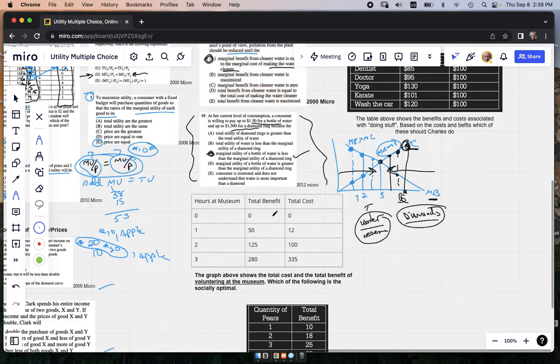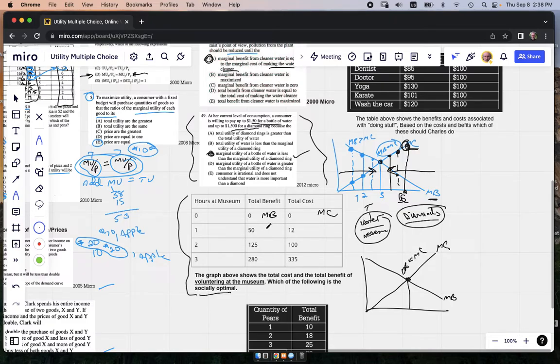Let's talk about this one. This is more like what you might see on some of the unreleased questions. They're going to give you a total benefit or the total cost. Once you see total benefit and total cost, you're going to think marginal benefit and marginal cost, right? Because that's what we're comparing. We're looking for the socially optimal spot, where marginal cost and marginal benefit come together. That's our sweet spot, how much we want to consume or how much we want to clean, or whatever you want to call it. That's where marginal benefit equals marginal cost.